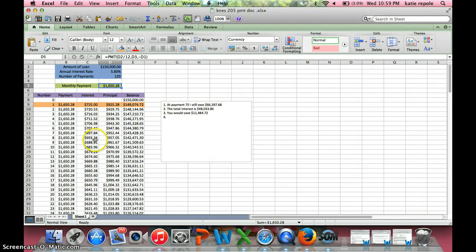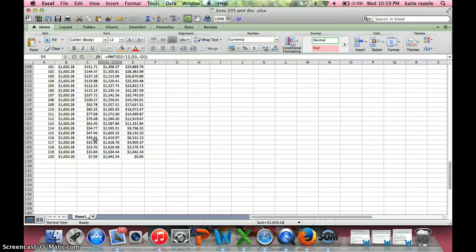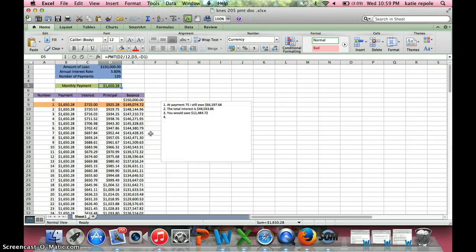So now that I've shown you how to get the monthly payment, I'm going to show you how I got the chart and how I got the chart to zero out on the 120th payment. I'm going to first start with the first payment, and the payments stay the same the whole entire time. As you can see, it goes 0 through 120 payments. It's always $1,650.28.